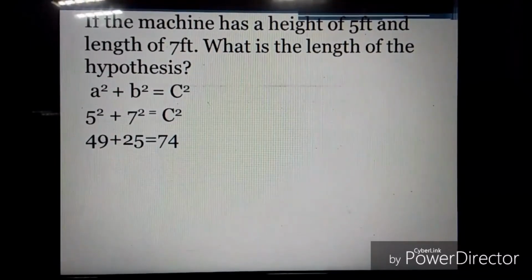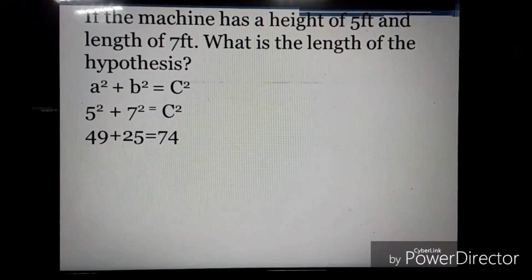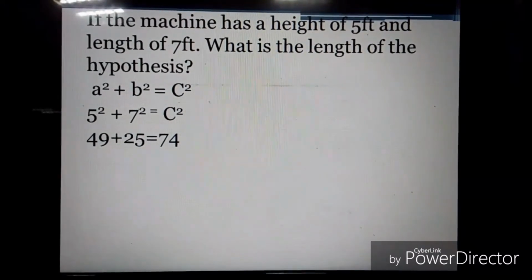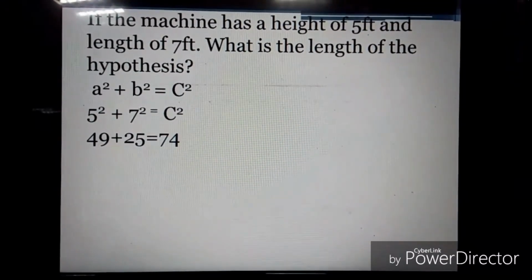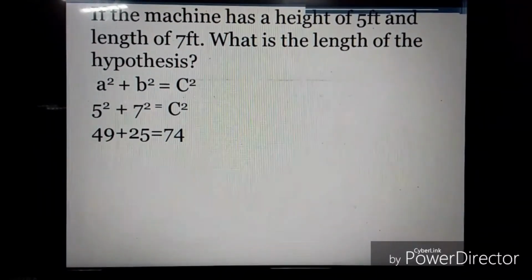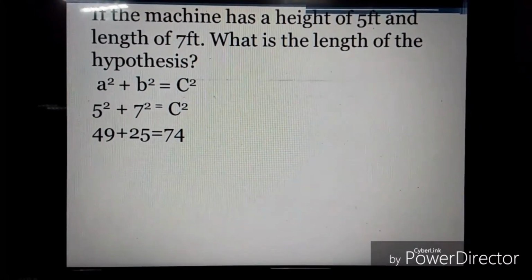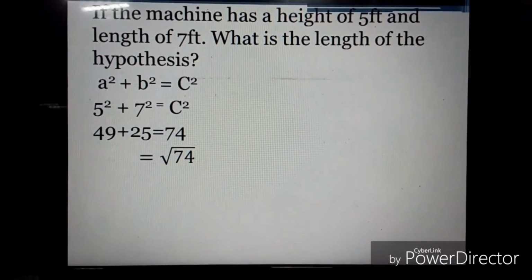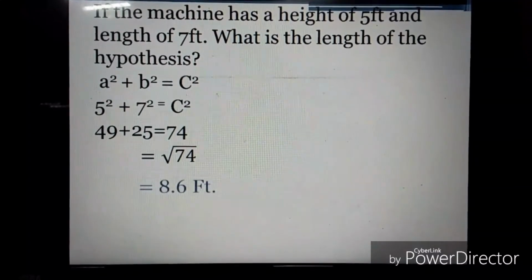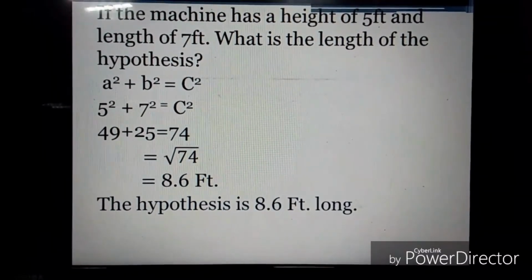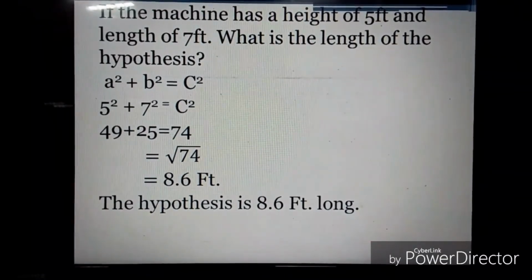5 squared is 25, while 7 squared is 49. We are going to add 25 and 49, so the answer is 74. After that, we will get the square root of 74, and that will be our final answer. So the square root of 74 is 8.6 feet. The hypotenuse is 8.6 feet long.